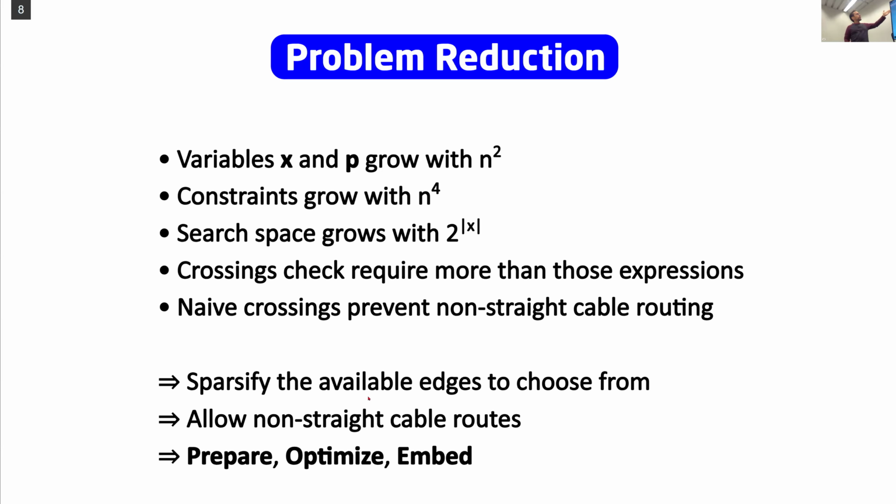What I was talking about is that the variables x and p, p is the power delivered from the turbine, grow with the size of n, the number of nodes, n squared. The constraints grow with n to the fourth power. And the search space grows with 2 to the number of variables. So this becomes intractable very quickly.